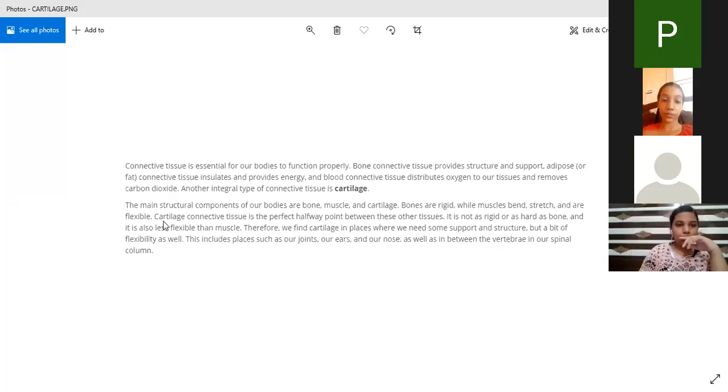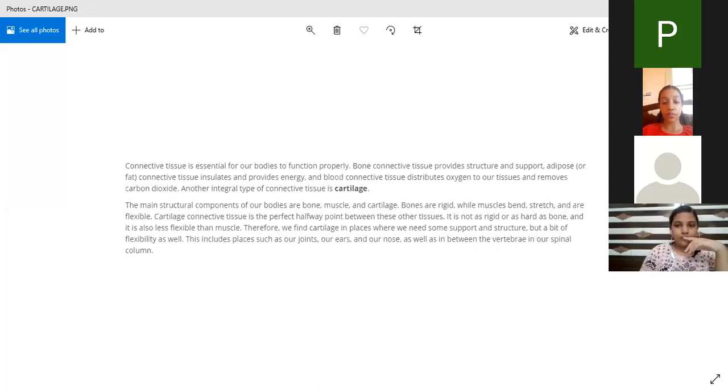Okay, read from here, beta. Cartilage connective tissue is the perfect halfway point between these other tissues. It is not as rigid as a hard bone and has flexibility as well. This includes places such as our joints, our ears, and our nose, as well as in between the vertebrae in our spinal column. Now what they are saying is cartilage are not very hard like the bones inside a body. They are soft.